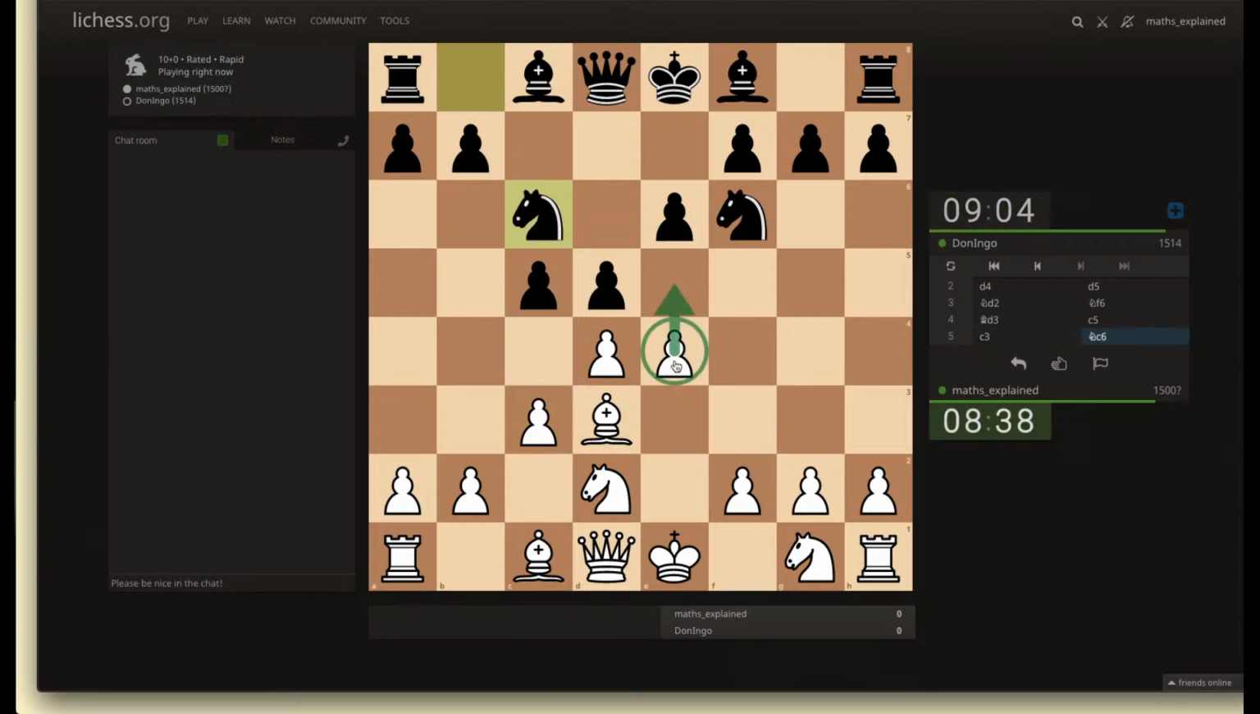Whoop. I could attack this knight. But he's attacking this pawn twice. So I need to defend this pawn. Let's defend like this.